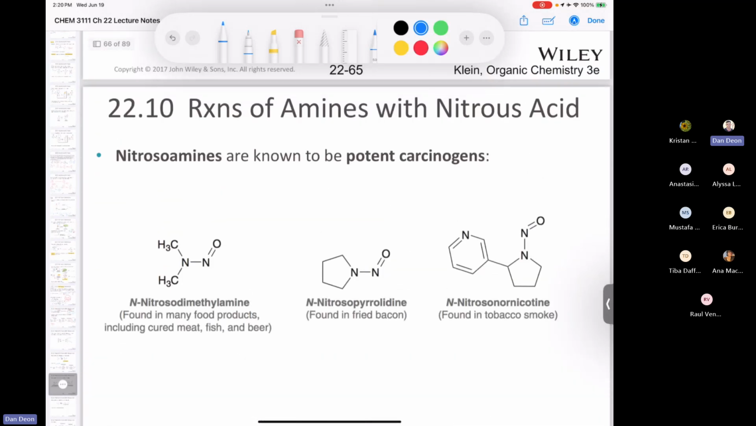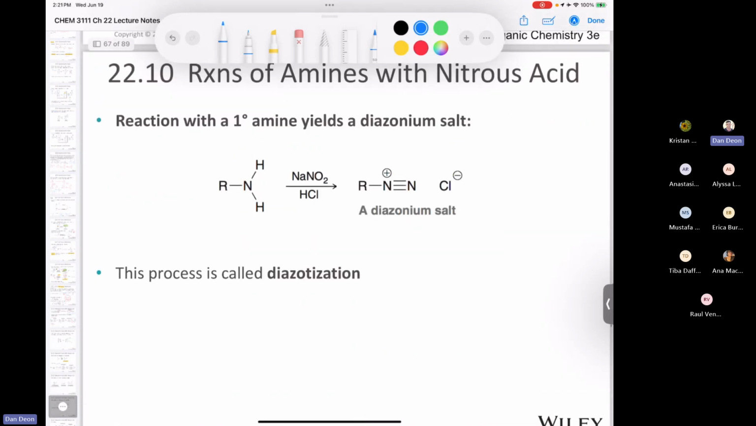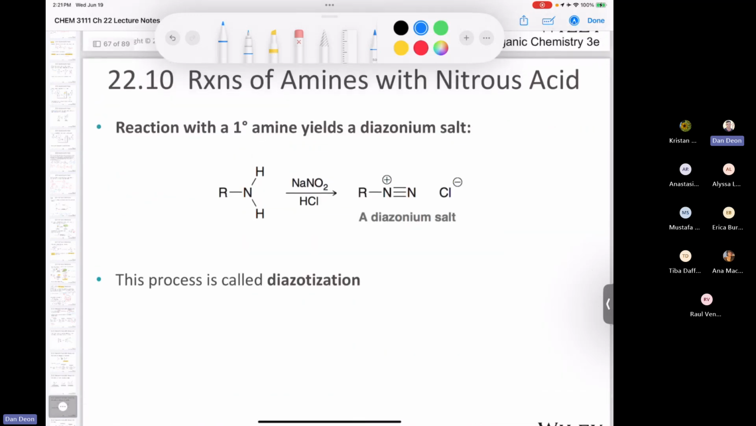So this is what you can do with a secondary amine: you end up making a nitrosamine when you treat it with sodium nitrite and HCl. A nitrosamine is, again, basically you're forming poison, which is not super useful. If you react a primary amine with sodium nitrite and HCl, of course, you form the nitrosonium ion, and then you can form what's called a diazonium salt.